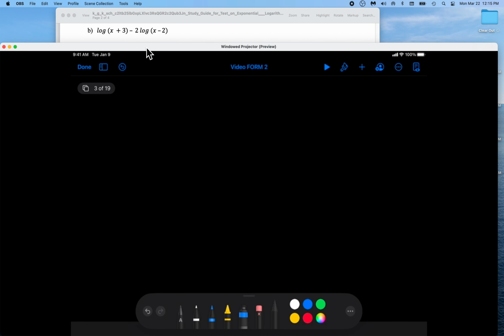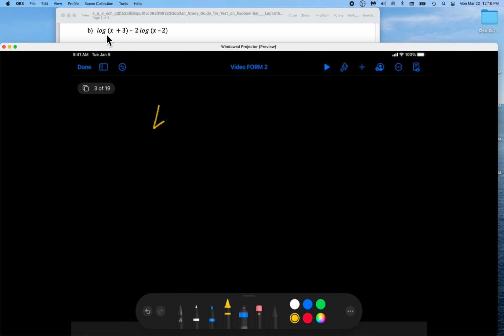Okay, they want us to condense this. So what's going on here? This 2 has to come up top. They're both the same base, so we can condense them. This has a negative sign, so this argument's going to go in the denominator. That has a plus sign, that's going to go in the numerator. So let's do that one.